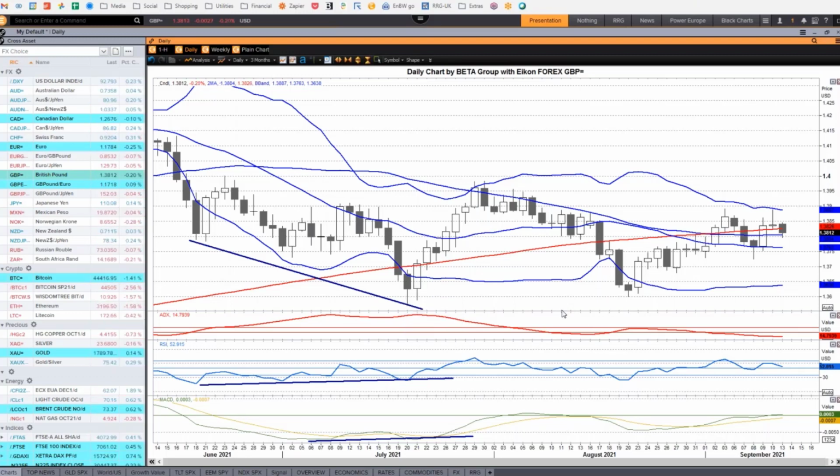But otherwise, I think it's weakened inside its range. That's the best way of putting it.